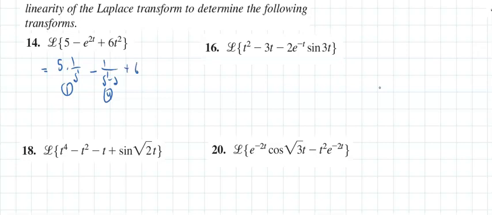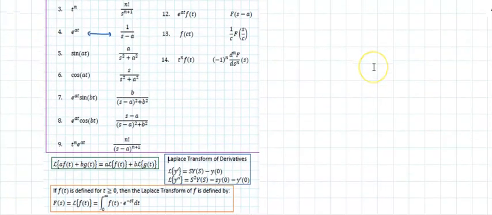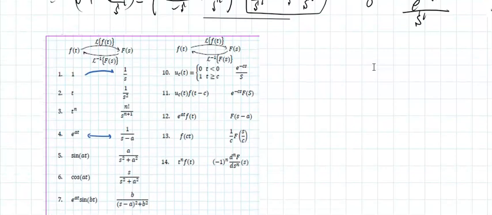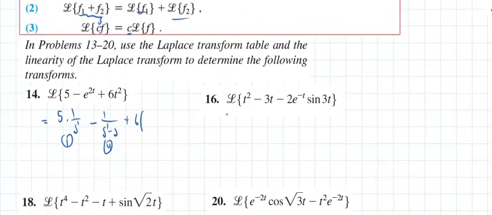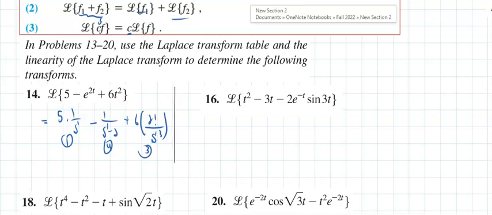And this is 6t squared. If I move up to t squared, t to the n is n factorial over s to the n plus 1. So it's going to be 2 factorial divided by s to the 2 plus 1, which is 3. And this is by property 3. So every time you use the table, you have to tell me which number you are using. How are you doing this?